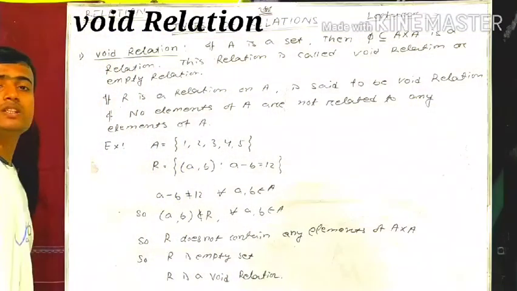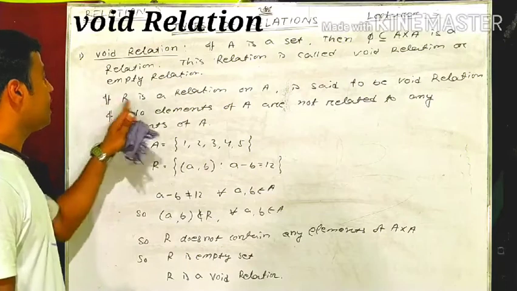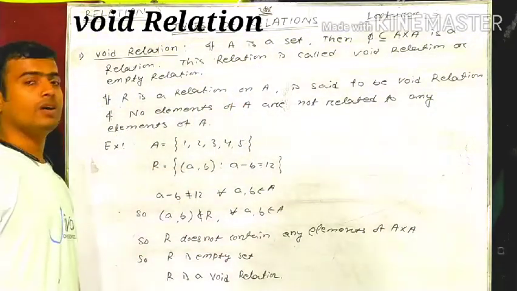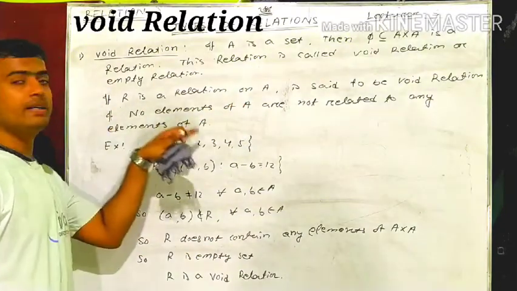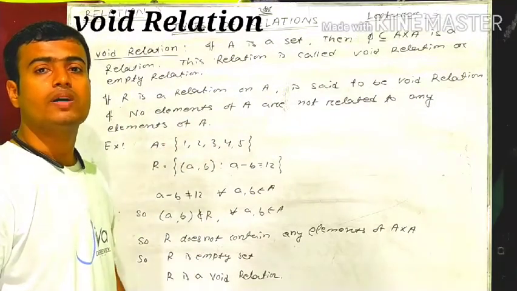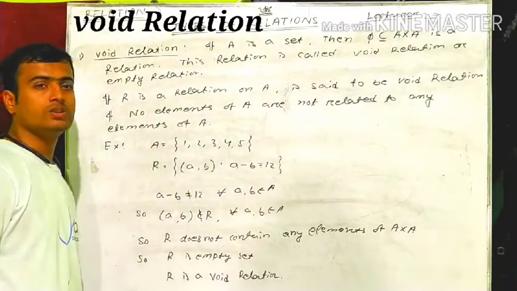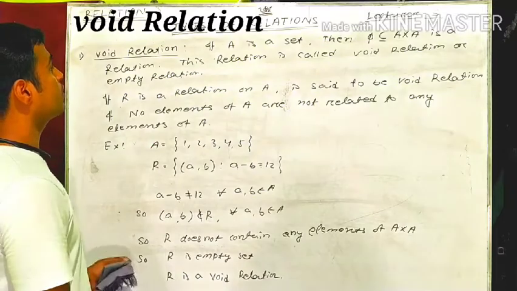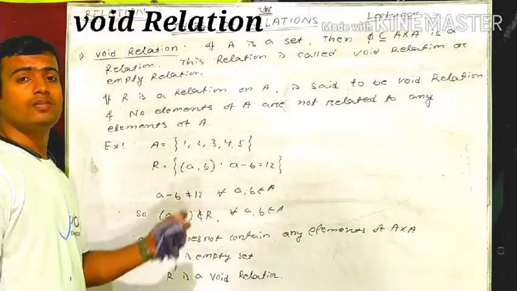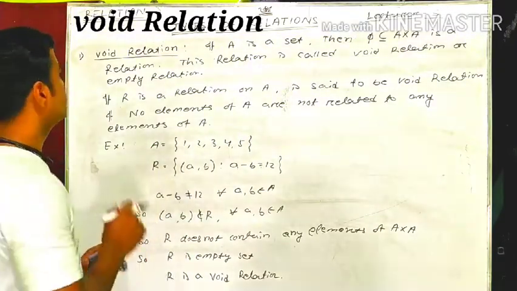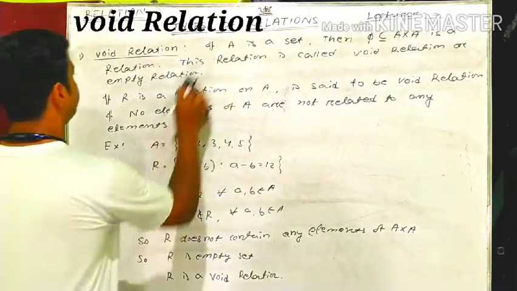So the definition gives us: R is a relation on A is said to be void relation if no elements of A are related to any elements of A. This relation is called the smallest relation on a set. So this is our void relation.